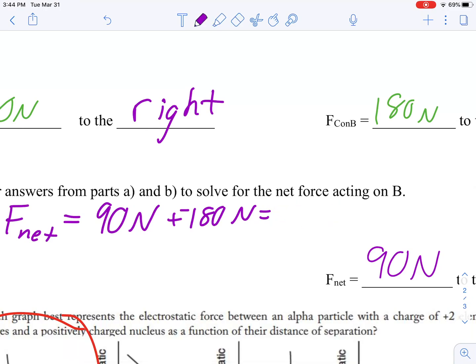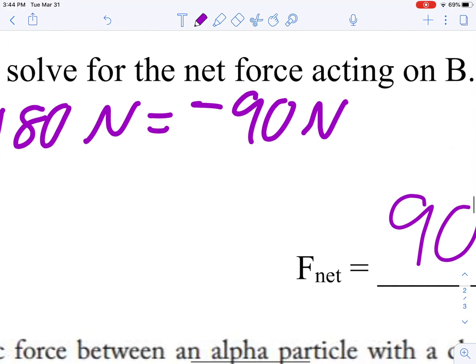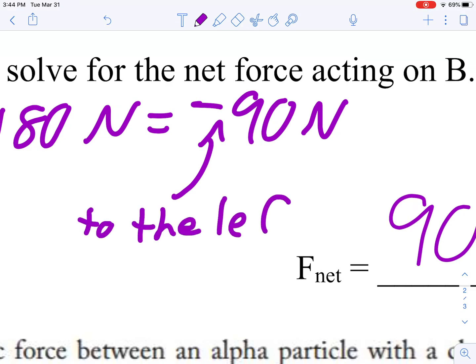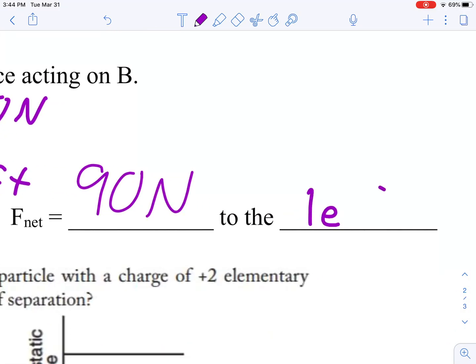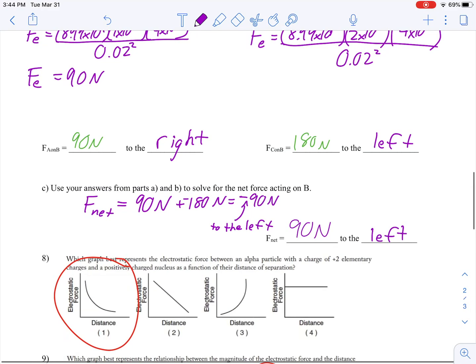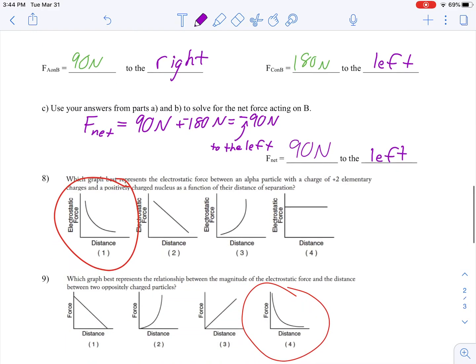So I get negative 90 newtons. But what does the negative tell us? All that negative tells us, it's not that we have a lack of force, it's that we have 90 newtons to the left. So if I write 90 newtons to the left, I don't have to write the negative. The negative only tells me that it's pointing to the left. So 90 to the left is just fine.